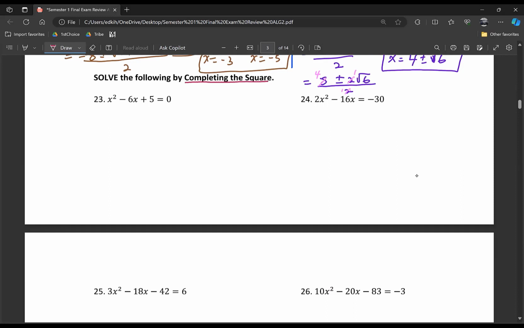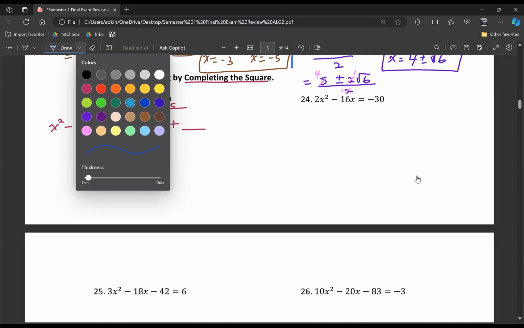So step 1, move the constant to the right, if it's not already moved to the right. That's your first step. We do that by subtracting 5 from both sides. Now, as I move that to the right, notice that I'm going to leave some blank spaces. So it's going to be x squared minus 6x plus a blank space equals -5 plus a blank space.